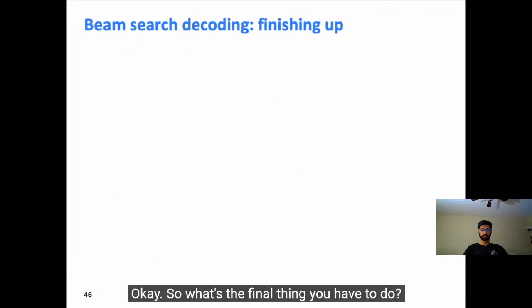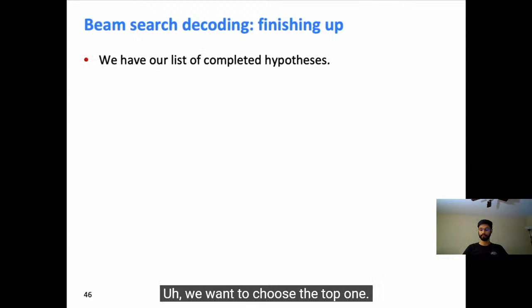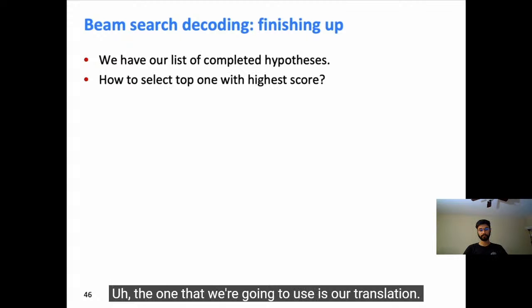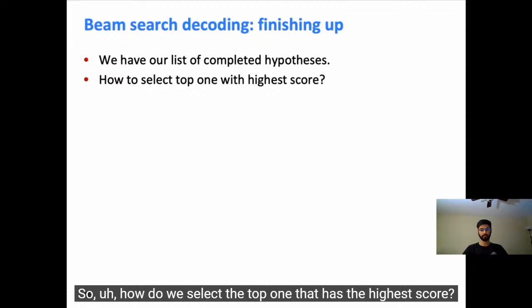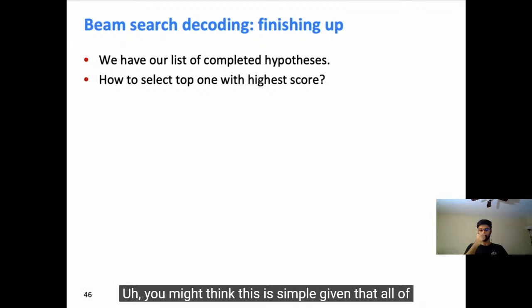Okay, so what's the final thing you have to do? We finished doing beam search, and we have this collection of completed hypotheses. We want to choose the top one, the one that we're going to use as our translation. So how do we select the top one that has the highest score? You might think this is simple, given that all of these hypotheses already have scores attached.